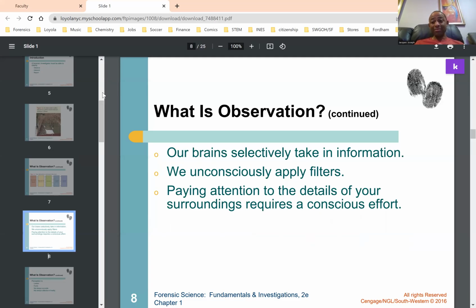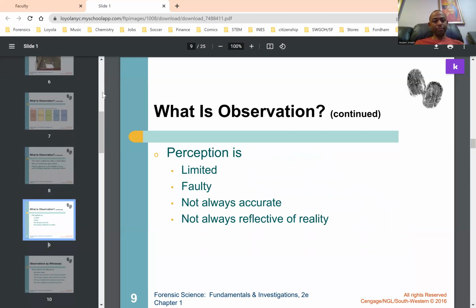Paying attention, however, requires a conscious effort. So there's a difference between looking at something and observing something. Because when you observe, you have to pay attention and then look at the details.